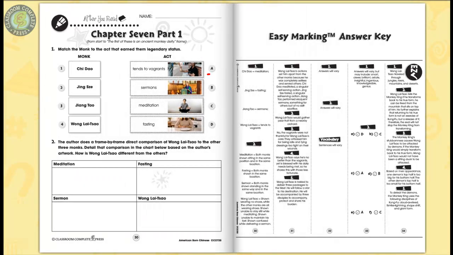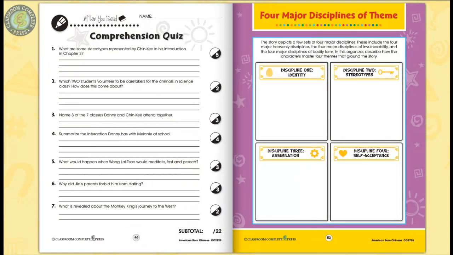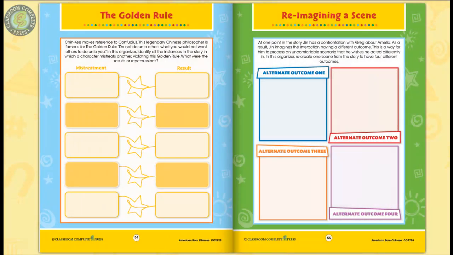The easy marking answer key works by lining up perfectly with the matching question pages. 3 color posters, which are graphic organizers, complete the resource. Reimagine a scene from the story with alternate outcomes.